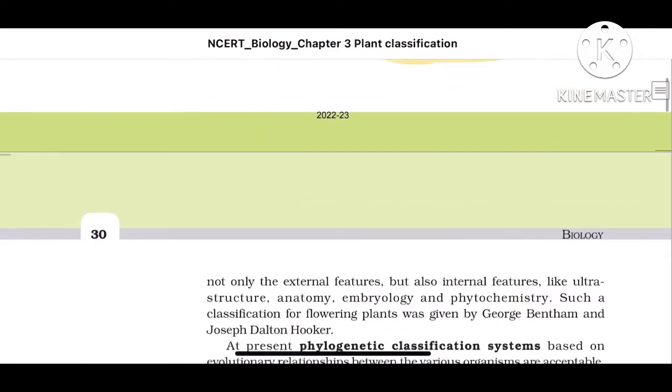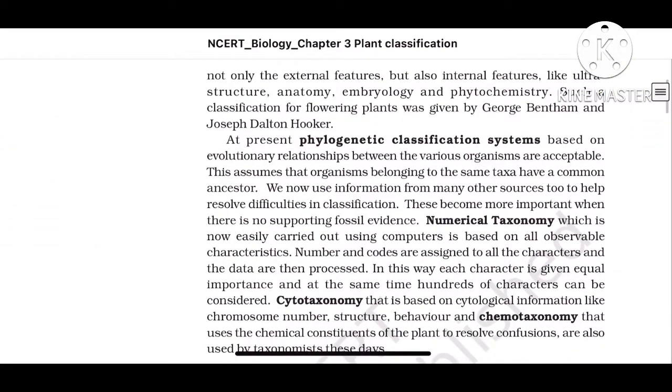As against this, natural classification systems developed which were based on natural affinities amongst the organisms and consider not only the external features but also internal features like ultrastructure, anatomy, embryology, and phytochemistry. Such a classification for flowering plants was given by George Bentham and Joseph Dalton Hooker. At present, phylogenetic classification systems based on evolutionary relationships between the various organisms are acceptable. This assumes that organisms belonging to the same taxa have a common ancestor.